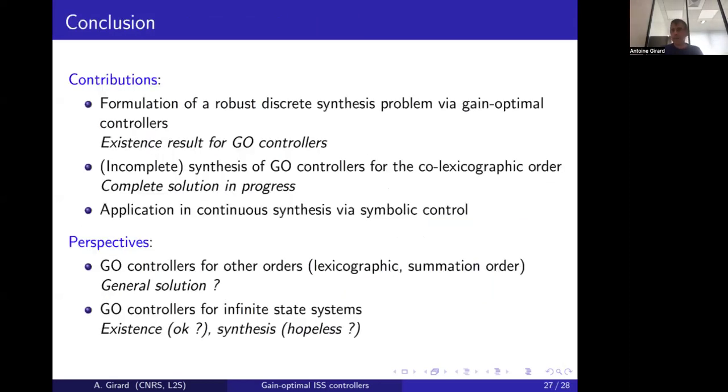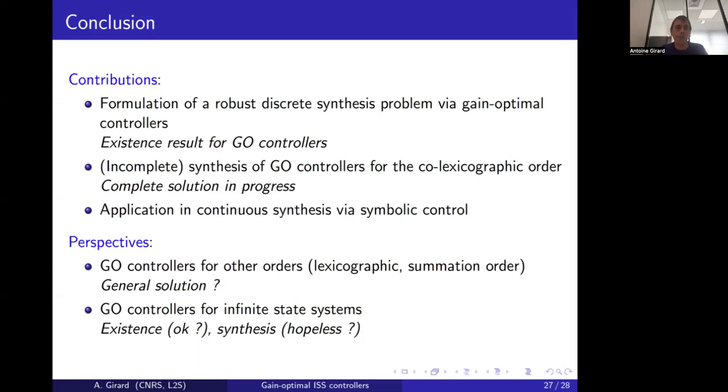Okay, so now time to conclude. So the contributions of this work. First we formulate a control problem, an optimal control problem, which is that of synthesizing controllers that achieve optimal gains. So we showed that such controllers exist.